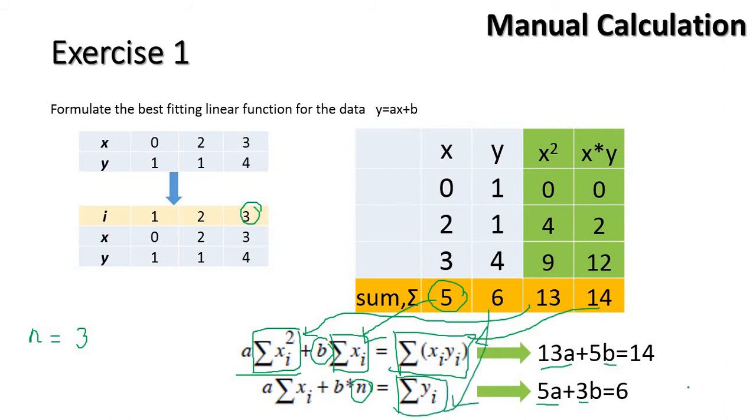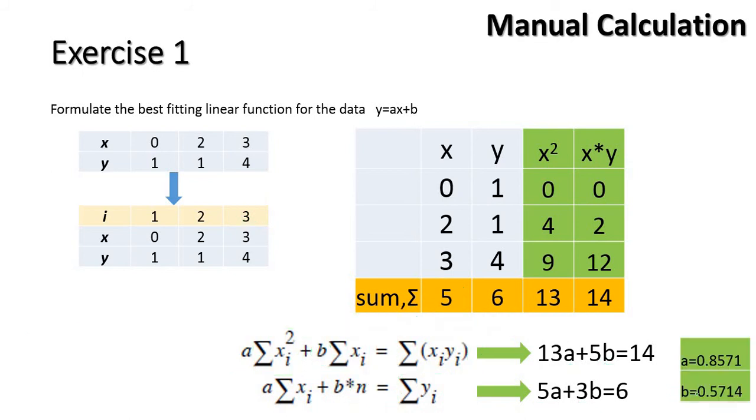So then you get this simultaneous equation. Use your calculator, or you can calculate manually, it will be no problem. And lastly, you will have your a value and your b value that you can use in your equation. So our equation right now is giving a linear formula of y equal to 0.8571x plus 0.571. This is how we get our best fitting linear function for your data.